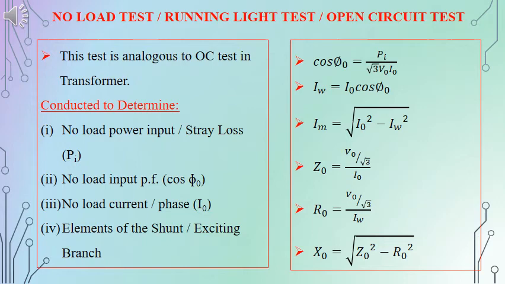We have the equation IW is equal to I0 cos phi 0, that is the working component or the loss component of the current. Im is equal to root of I0 square minus IW square. Z0 is equal to V0 divided by root 3 divided by I0. R0 is equal to V0 divided by root 3 divided by IW. And X0 is equal to root of Z0 square minus R0 square.